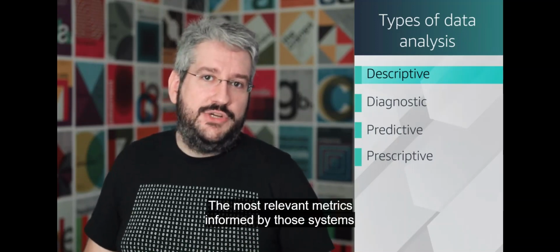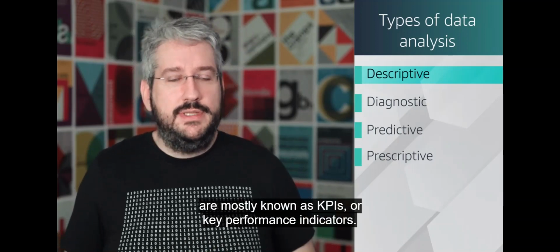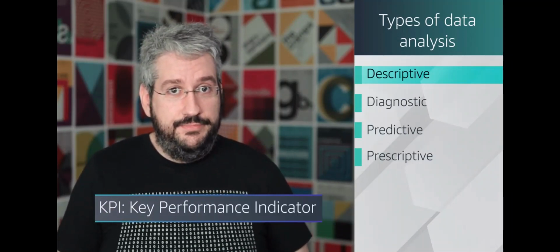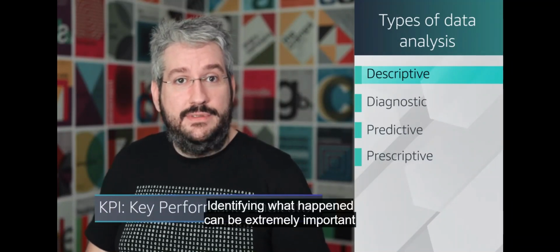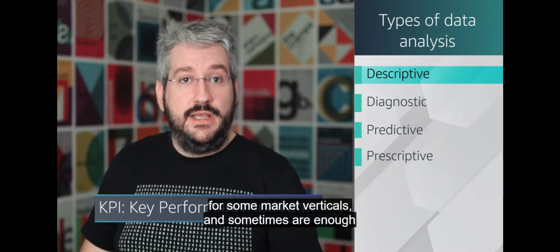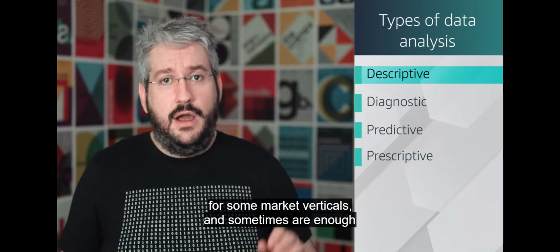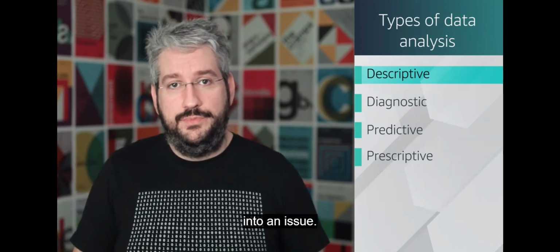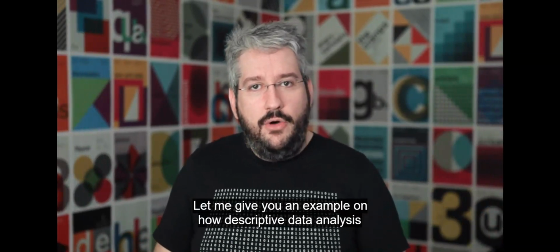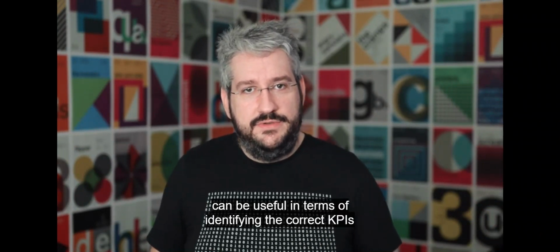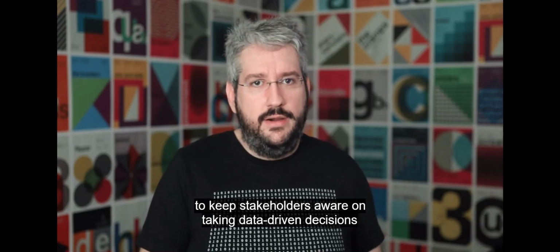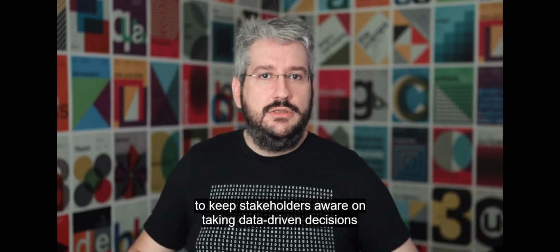The most relevant metrics informed by those systems are mostly known as KPIs, or Key Performance Indicators. Identifying what happened can be extremely important for some market verticals, and sometimes is enough to satisfy the needs for further investigation into an issue. Let me give you an example on how descriptive data analysis can be useful in terms of identifying the correct KPIs to keep stakeholders aware on taking data-driven decisions to fix potential issues.